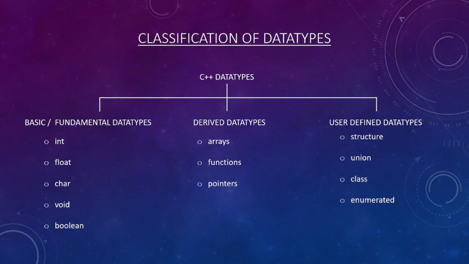So coming to classification of data types. Data types are broadly classified into three types. Fundamental data types, basic data types, built-in data types: all these three are the same, please don't be confused with them. So we have three types. They are basic data types, derived data types, and user defined data types. First, coming to basic or fundamental data types.